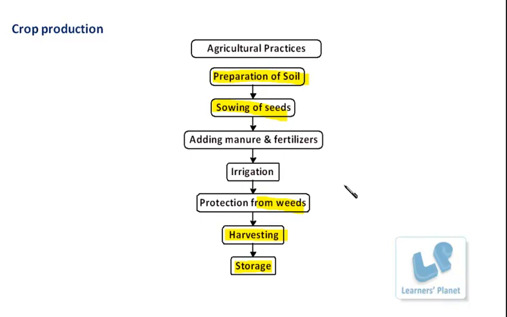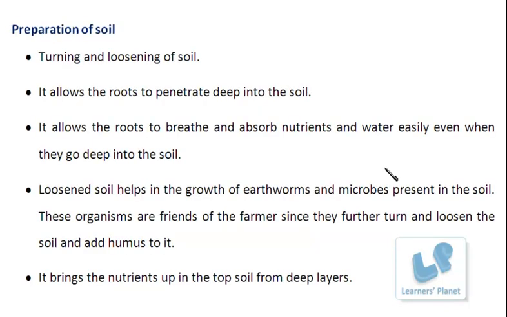Now let's discuss each and every point in detail. So the very first step is the preparation of soil. Basically, this preparation of soil is related to the turning and loosening of soil. Soil is allowed to loosen, and this is done with the help of different types of agricultural tools. Right. Now the point is why this turning up or loosening of soil is required.